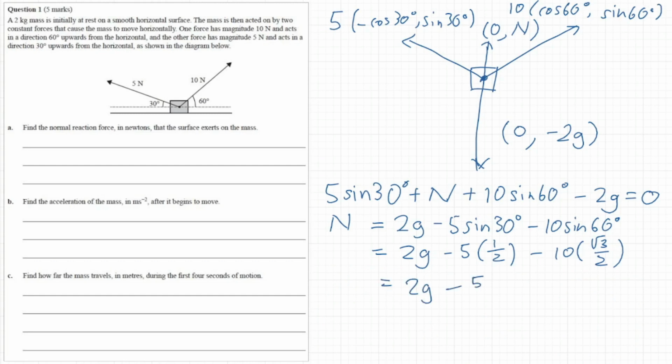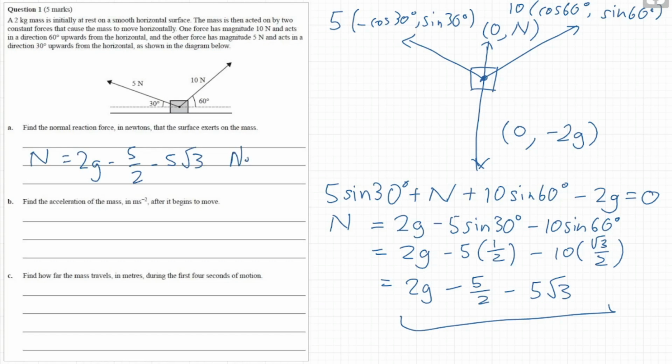5 times a half doesn't really simplify, it's just 5 over 2. 10 over 2 does simplify, it's 5. And we'll put a root 3 here. You don't need to go any further than this. You don't have to put 9.8 in for g, for example. The convention in specialist math is that if you're not told what form to give the answer in, just give an exact form. And so because of that, we don't need to put 9.8 in for g. This is a complete answer as is. So the normal reaction force equals 2g minus 5 over 2 minus 5 root 3.